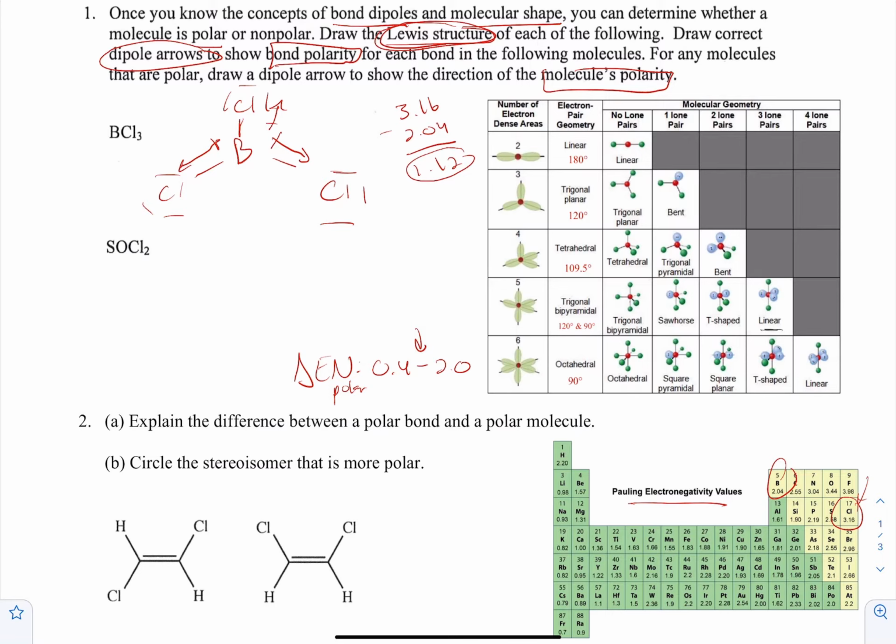Now, that does not necessarily mean that the molecule itself is polar. Let me write these rules here, because it's going to be really helpful. One, molecules will be polar if the bonds are polar and there's asymmetry, and I'll talk about what that looks like in a second. Asymmetry, or where the vectors of the dipoles do not cancel out.